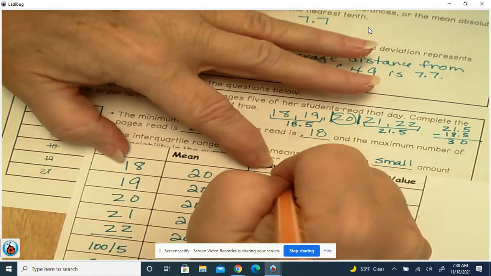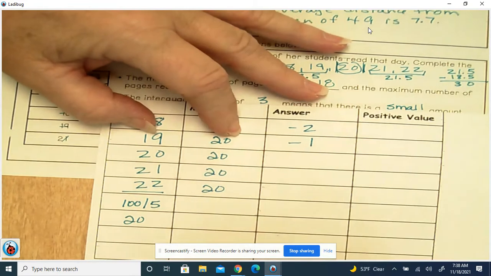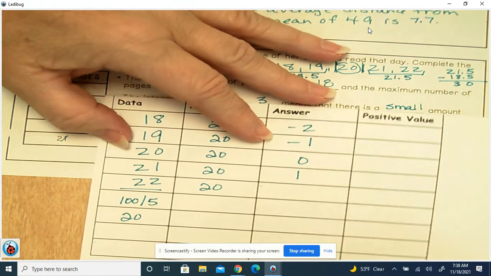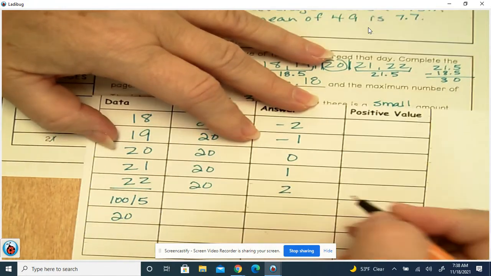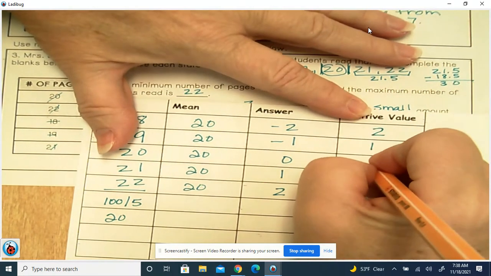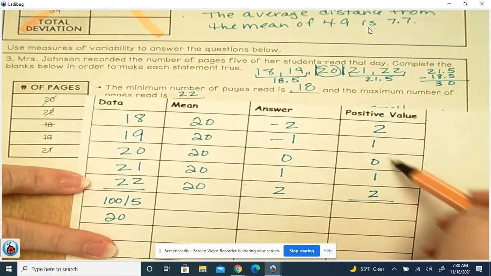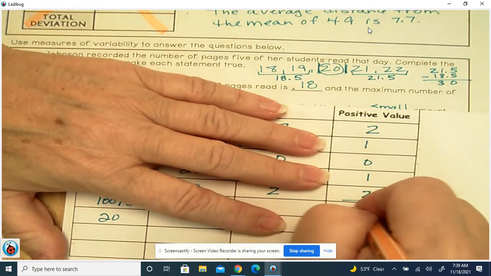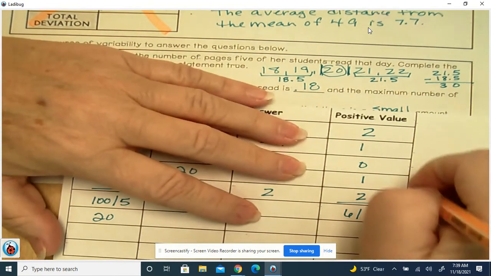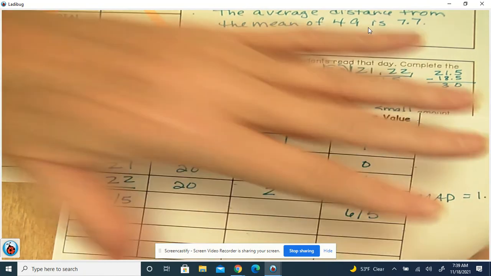18 minus 20 is a negative 2. 19 minus 20 is a negative 1. 20 minus 20 is 0. 21 minus 20 is 1. And 22 minus 20 is 2. We're going to all positive values over here. So we've got 2, 1, 0, 1, and 2. We add those up. We get 6. 6 divided by 5 is 1.2. So the MAD for that set of data is 1.2.